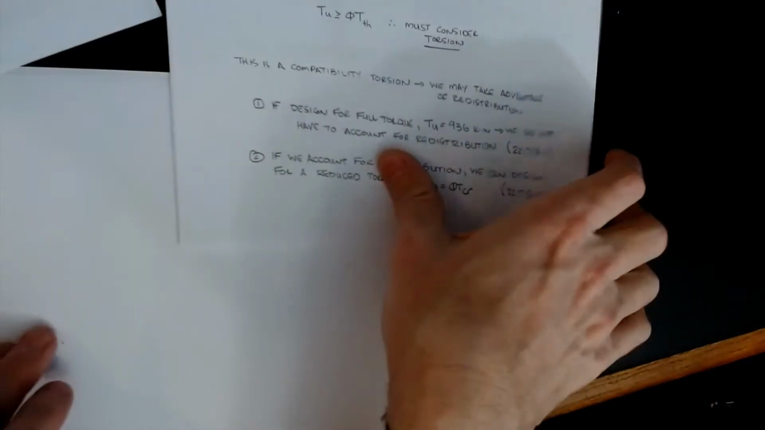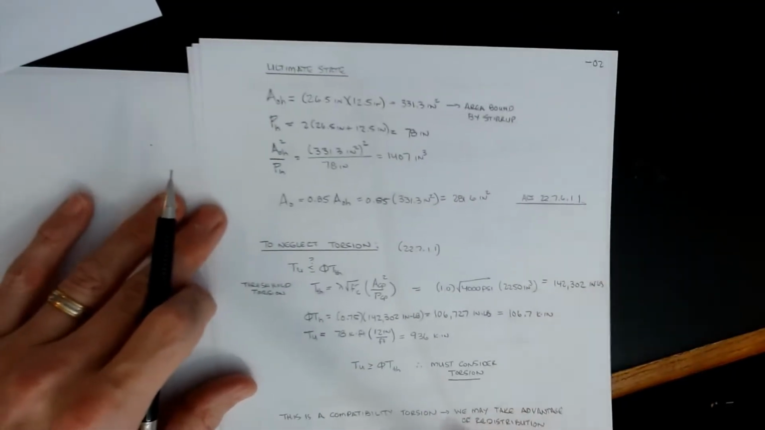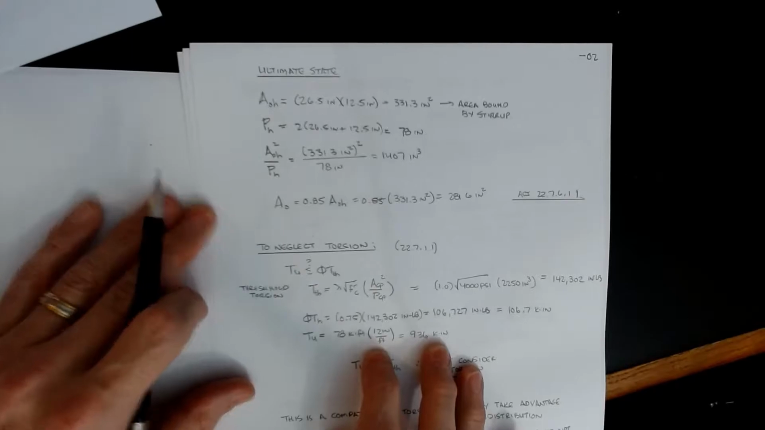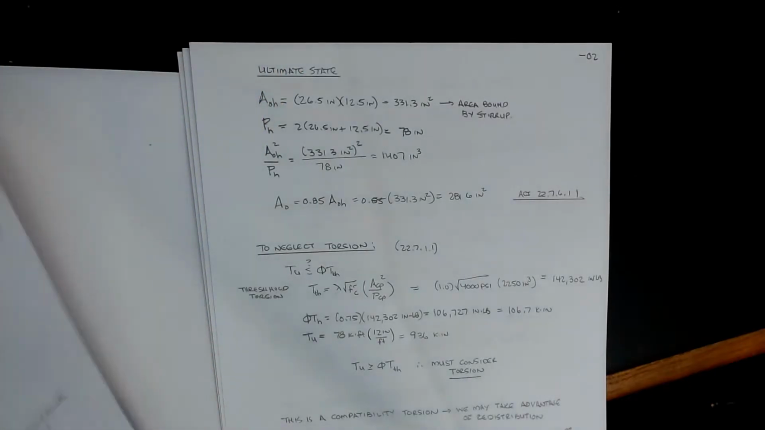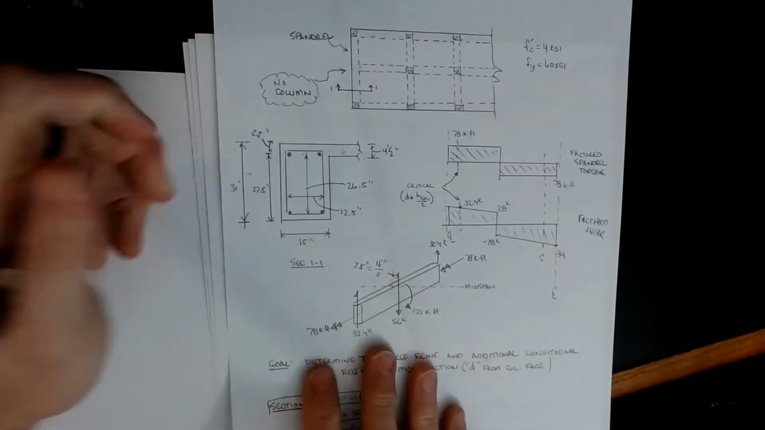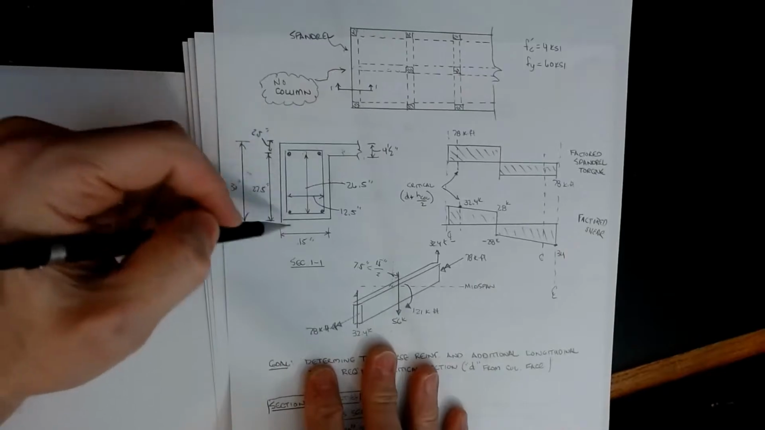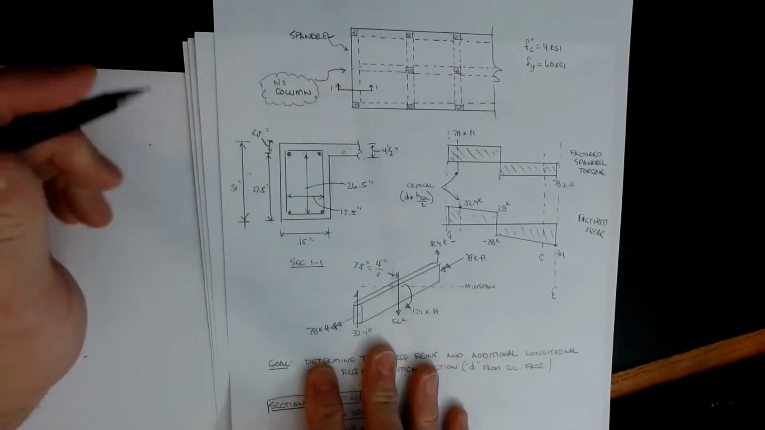All right. The next ones that we need then are at the ultimate state. Remember, ultimate state is when we assume that all of the cover around the stirrups is cracked off and we're only looking at what would be the core that's bounded by the stirrup. So everything outside of that is now spalled away.